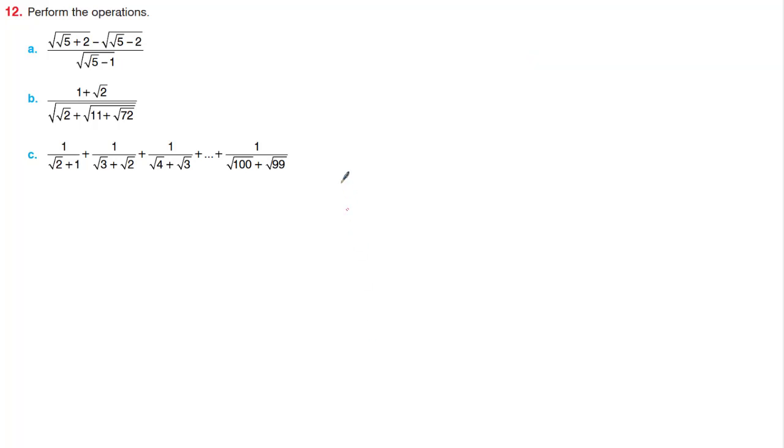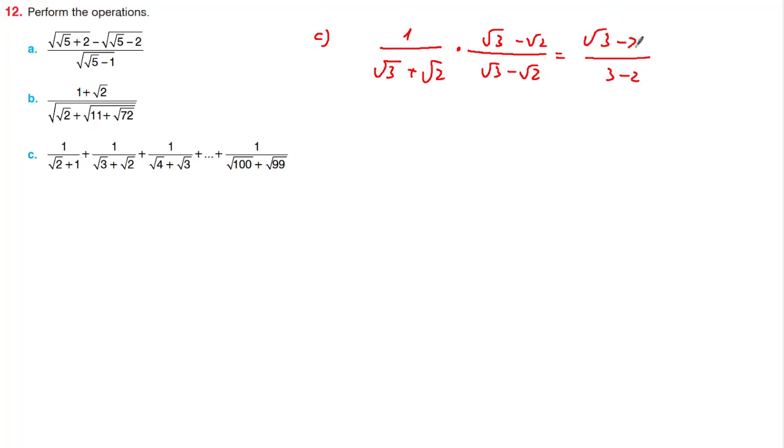And the last exercise from this exercise set is the exercise under C. I just want to show, for one of these terms, for example 1 over root of 3 plus root of 2, after rationalization, what do you get? Root of 3 minus root of 2 over 3 minus 2, and 3 minus 2 is just 1, so the result is square root of 3 minus square root of 2.